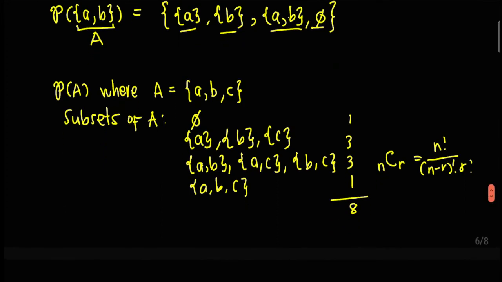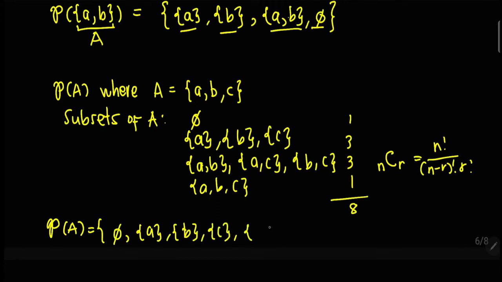So, we simply write this as a set. The power set of A is simply the set containing the empty set, the singletons A, B, and C, the 2-element subsets AB, AC, and BC, and the set itself.